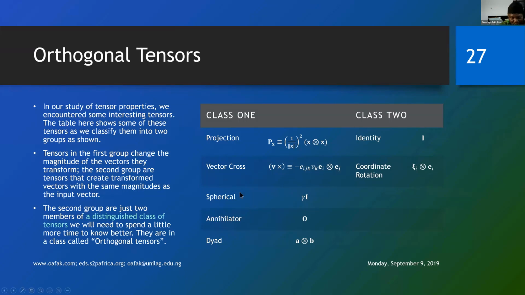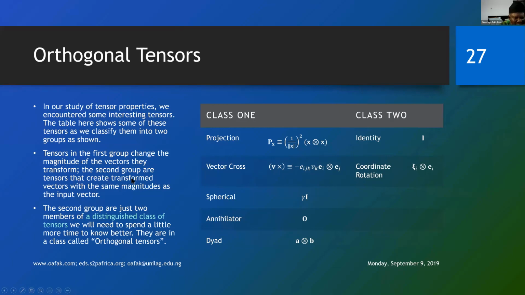Okay, we know that the annihilator will just give us 0. The spherical will just multiply the vector by a constant. But in other cases, we cannot predict what will happen. In identity, we know that it does absolutely nothing. In the coordinate rotation, all we get is a rotation. The magnitude is preserved, but it rotates the vector. So the tensors in the first group change the magnitude of the vectors they transform.